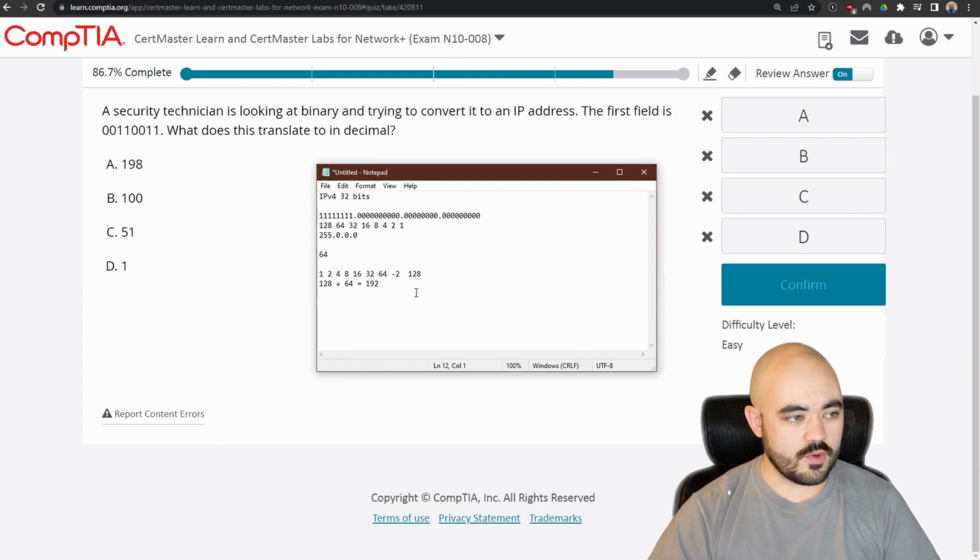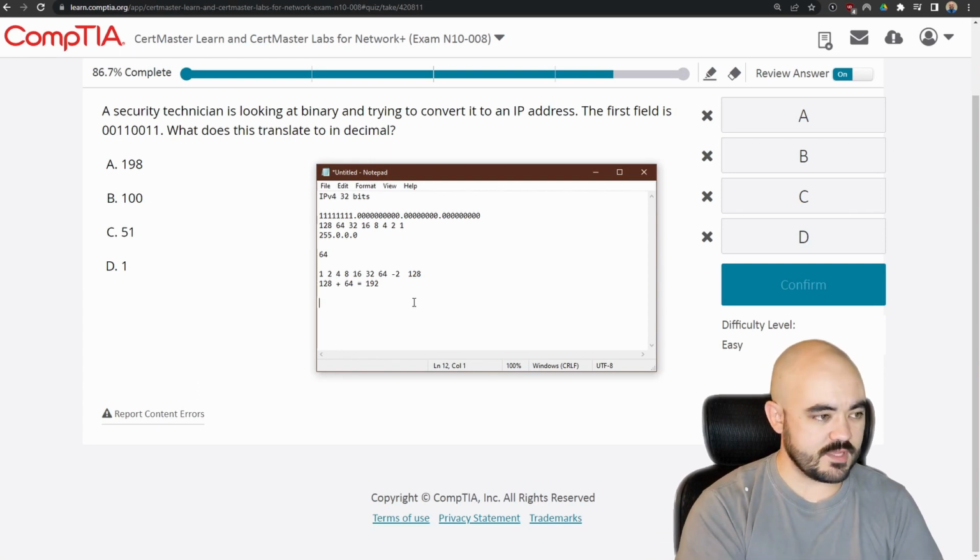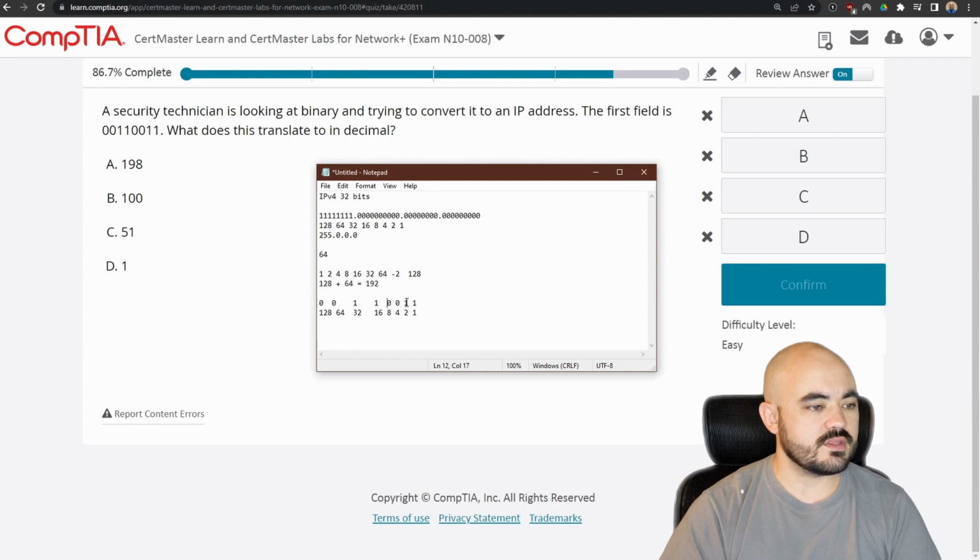0011 0011. What does this translate to in decimal? All right, guys, I'm going to go ahead and say this one is not that hard. So, 0011 0011. The first digit represents 128. The second is 64. The third digit would represent 32. And then we have 16, 8, 4, 2, 1. Anywhere there's a 0, we do not count that value. Anywhere there's a 1, we do. So all we're really doing is adding up 32 plus 16, which is 48, plus 2, which is 50, plus 1, which is 51. Make sense?